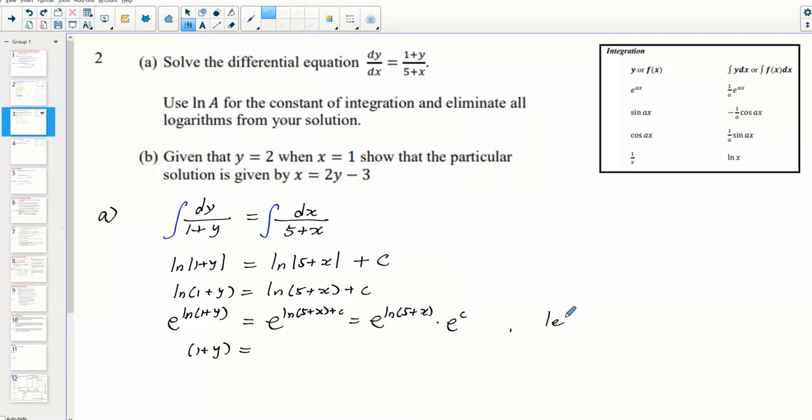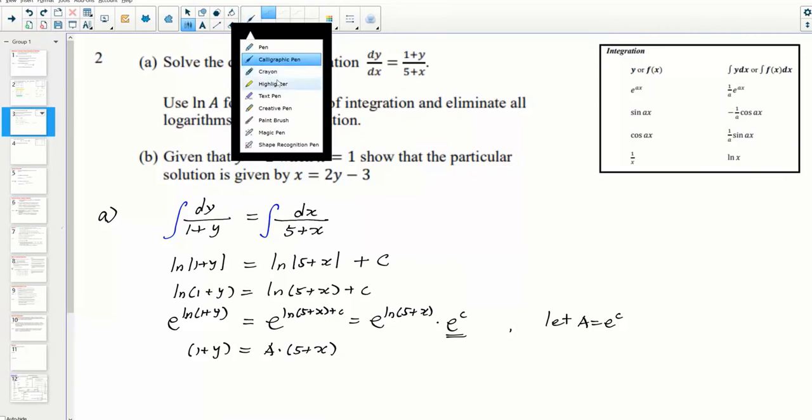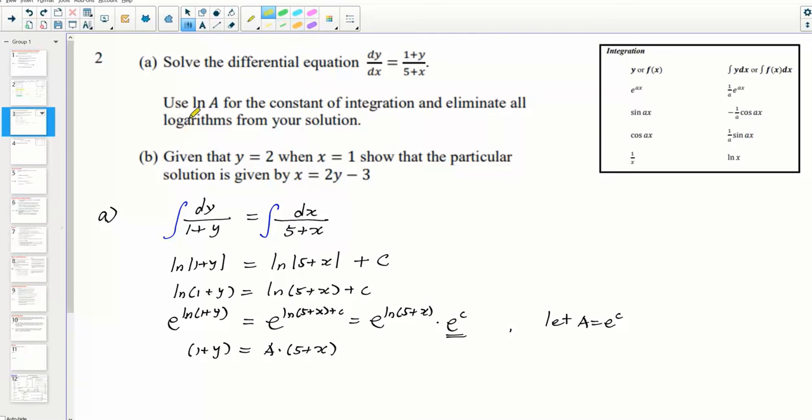And as we can also do, let a equal e to the c as a different constant, then we can rewrite the right side as a, which is the e to the c bit, times the e to the log bit, and because e and log are opposite calculations of each other, we cancel that effect and are just left with 5 plus x. So that's our general solution. That's completely without any logs, and that satisfies the requirements of the first A part of the question.